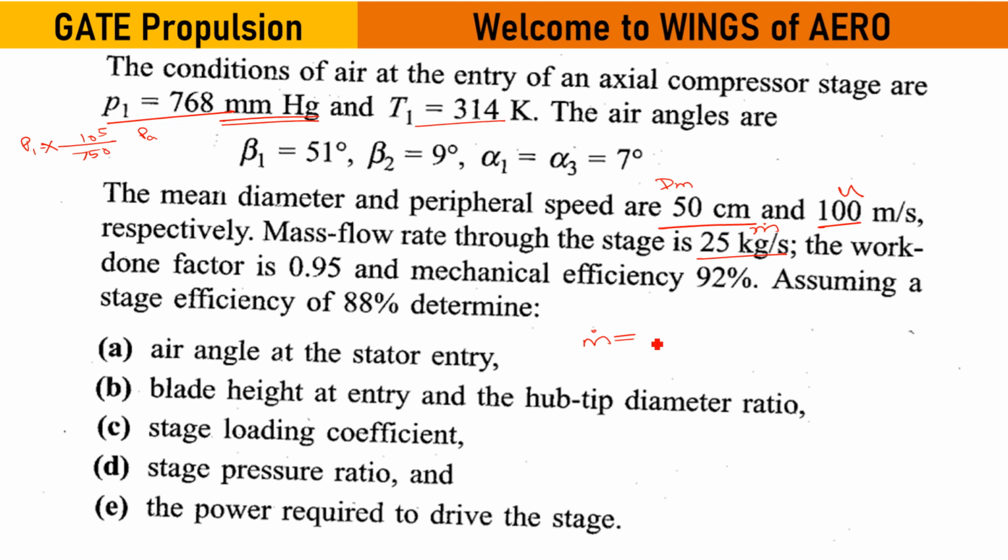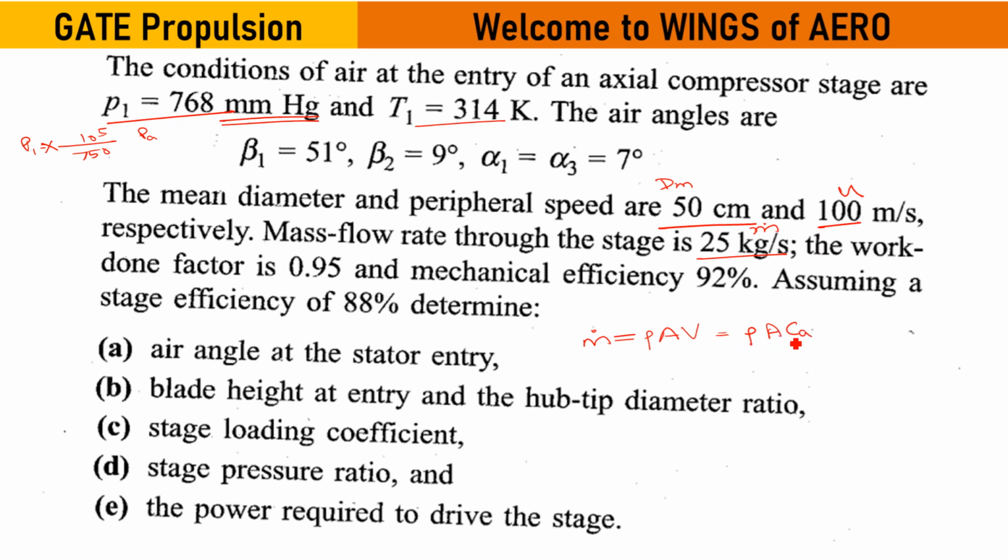Anyone? Rho A V. Now what will be the V here? Here V is not going to be the U, right? It's going to be rho A CA. There we used to use CR, the radial velocity, in the case of a centrifugal compressor. So here we'll use it for an axial compressor. Fine. So rho A CA, area.